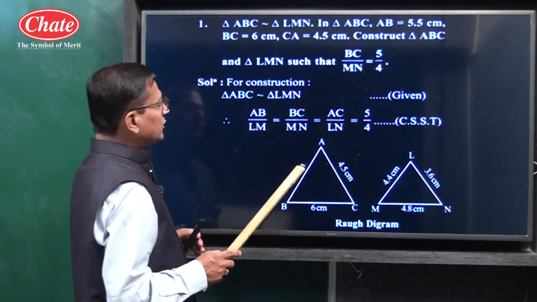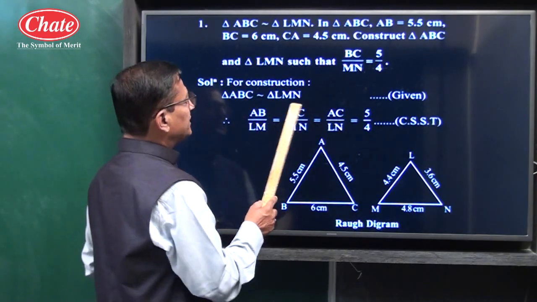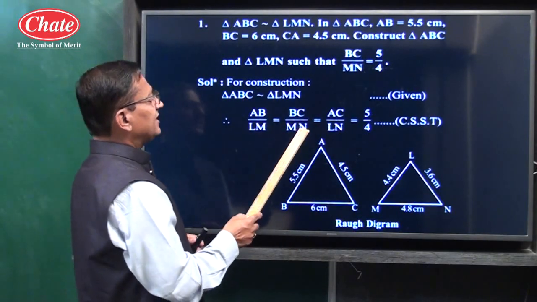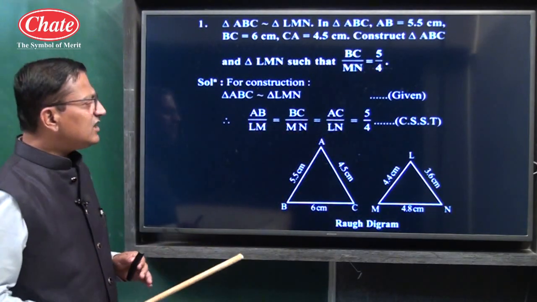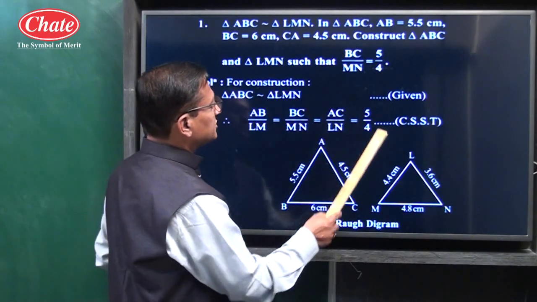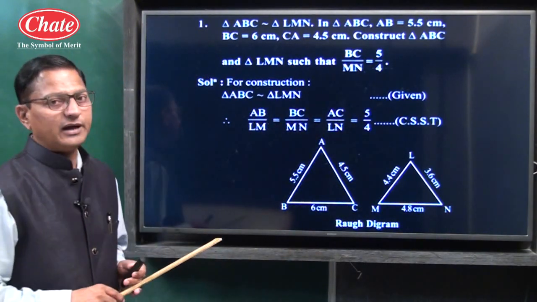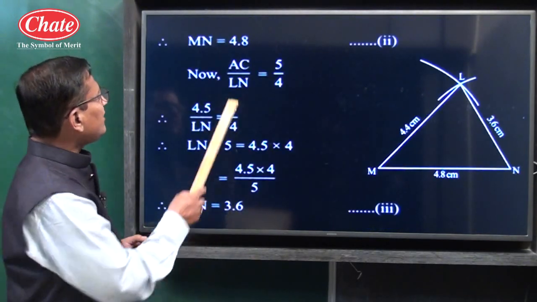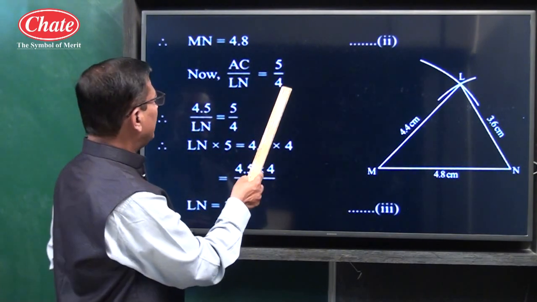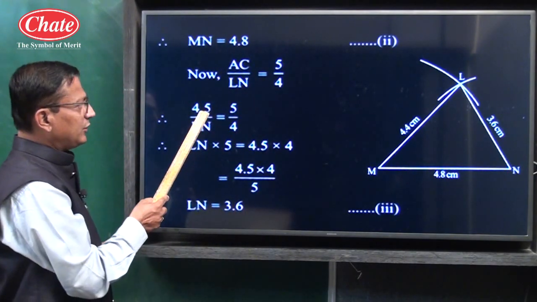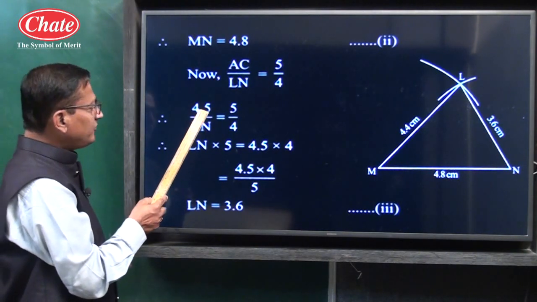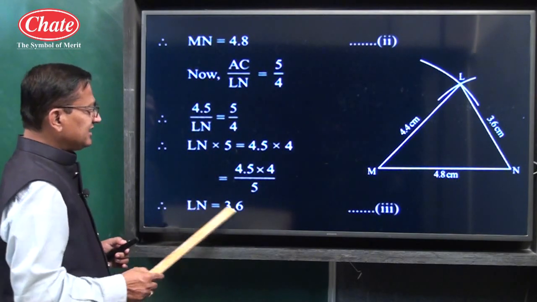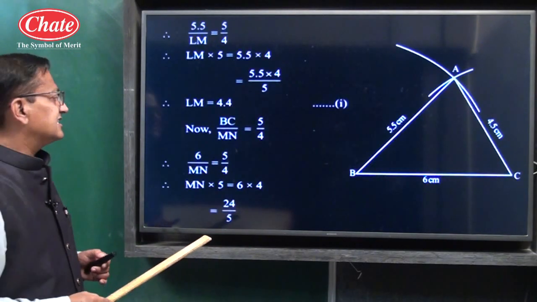Now see, we know the values of AB, BC and AC. It is given. We have to calculate LM, MN and LN. First, you take this ratio. AC by LN is equal to 5 by 4. The value of AC is 4.5. Put this value, we get 4.5 by LN is equal to 5 by 4. After cross multiplication, we get LN is equal to 3.6.